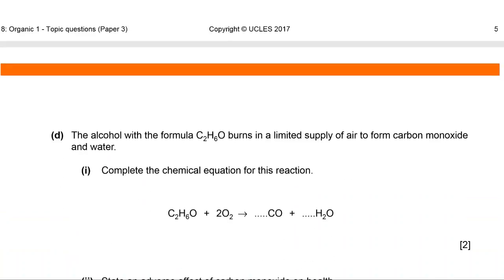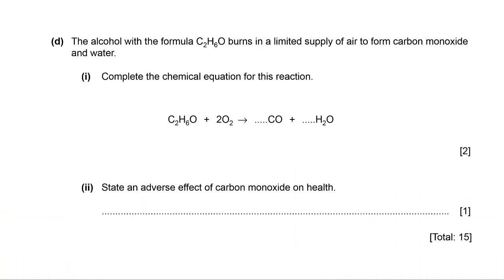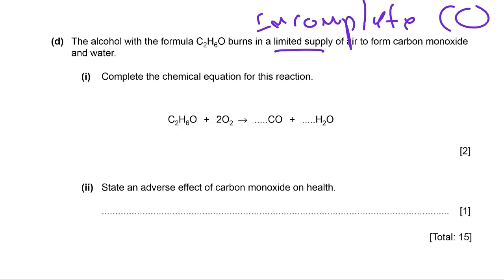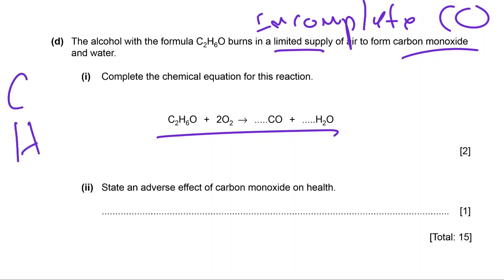In the next question, the alcohol with formula C2H6O burns in a limited supply of oxygen, that means incomplete combustion, to produce carbon monoxide and water. We need to balance this equation. Don't forget to balance any combustion reaction. Balance carbon first, then hydrogen, and oxygen at the end. So here you have 2 carbons, so add 2 here. You have 6 hydrogens, so here add 3.